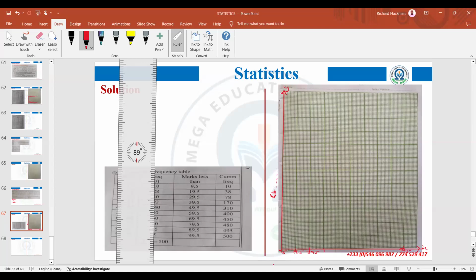Remember, I cannot write all the values, it will be too small, and I've told you for obvious reasons. So now you need to calibrate your Y. On the Y, we look at the minimum value of the cumulative frequency and the maximum.